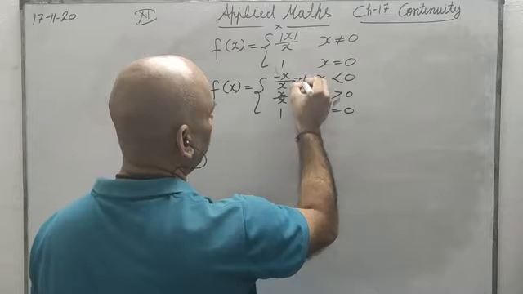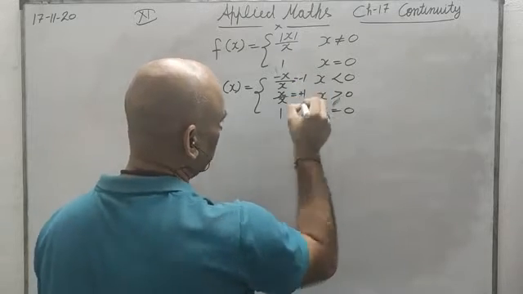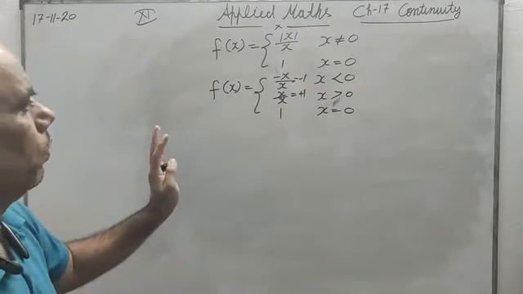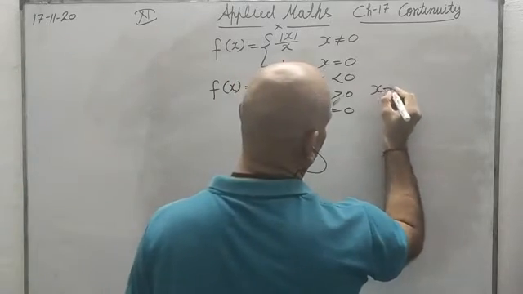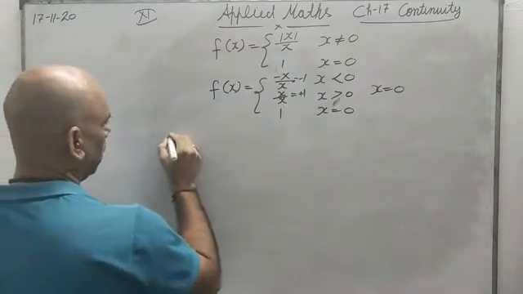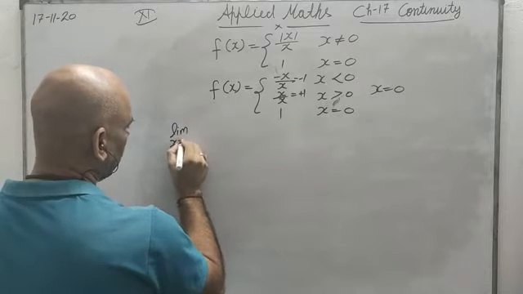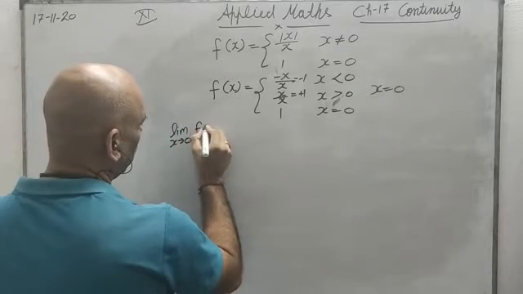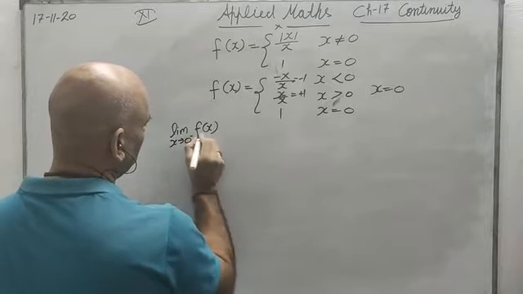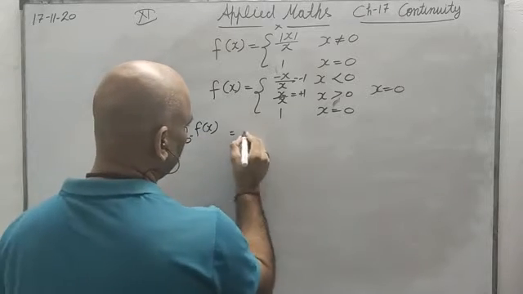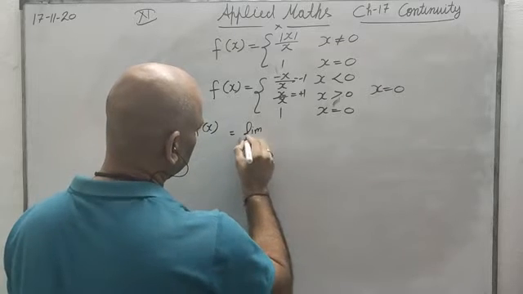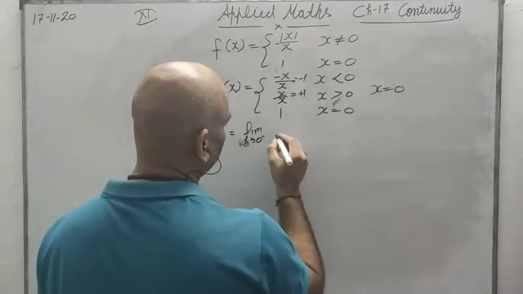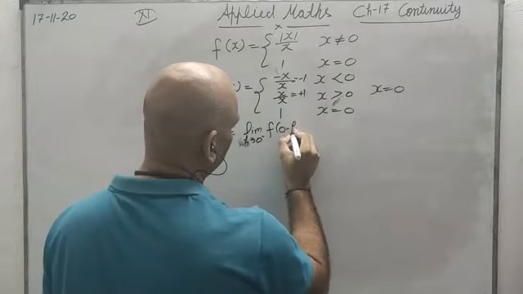So here the value will be minus 1, here the value will be plus 1. Now we want to check the continuity at x equals 0. So limit x tends to 0, f(x), left hand limit, so 0 minus, that is limit h tends to 0 minus, that is f(0 minus h).